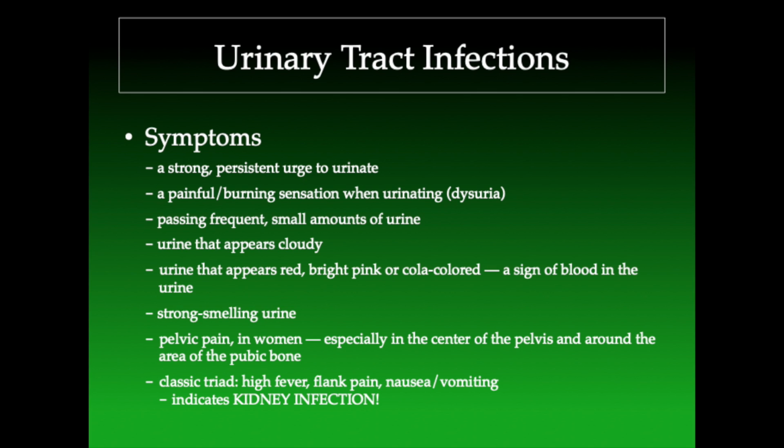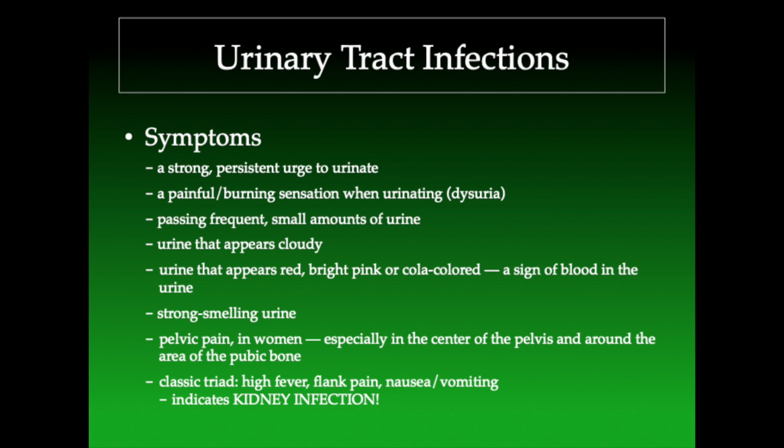Urinary tract infections don't always cause signs and symptoms, but when they do, they may include a strong, persistent urge to urinate, dysuria, meaning a painful or burning sensation when urinating, passing frequent, small amounts of urine, urine that appears cloudy, urine that appears red, bright pink, or cola colored, which is an indication that blood is present in the urine, urine that is strong smelling, and pelvic pain.